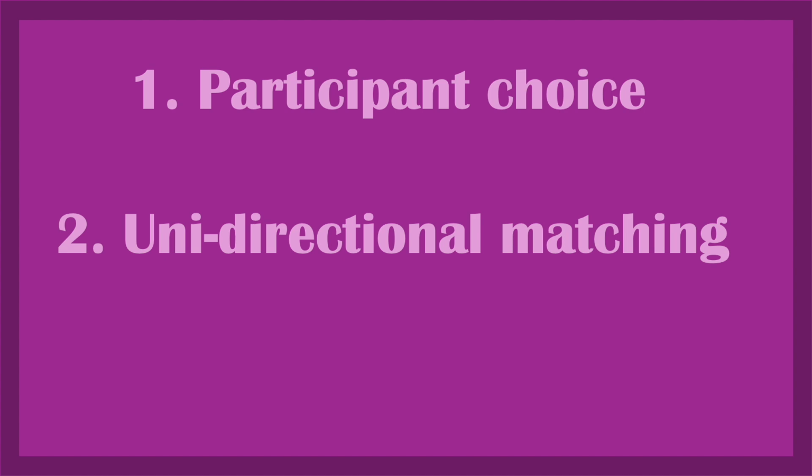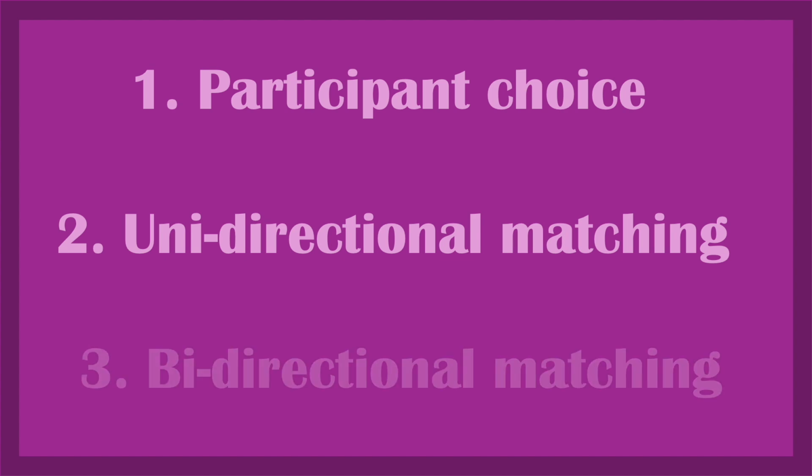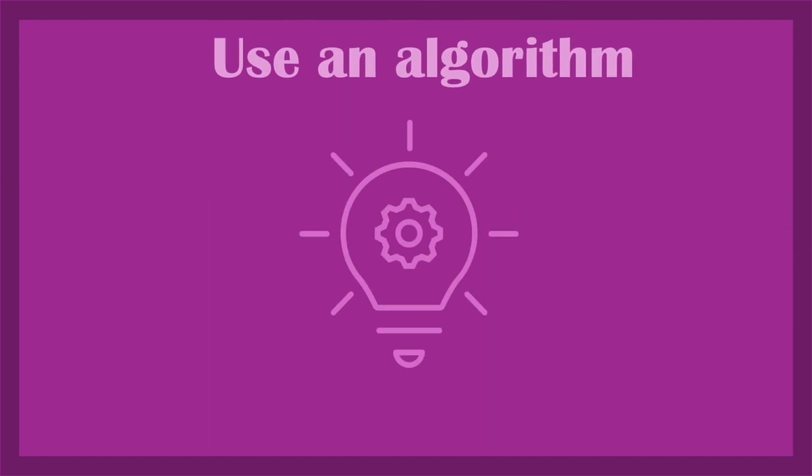Unidirectional matching is matching based on the mentee's preferences, and bidirectional matching is matching based on both the mentors' and mentees' preferences. If many participants are involved, a matching algorithm can be used to make the process more efficient.